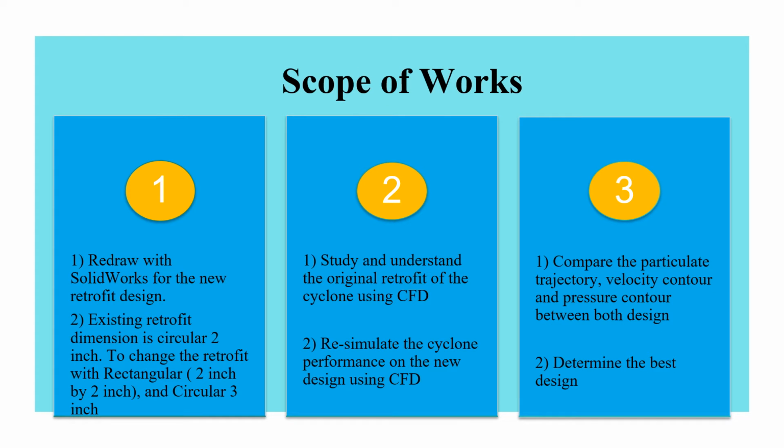The scope of work under Objective 1 is to redraw with SolidWorks the new retrofit designs. The existing retrofit dimension is circular 2 inch. We will change the retrofit to rectangular 2 inch by 2 inch and circular 3 inch. For Objective 2, we have to study and understand the original retrofit of the cyclone using CFD and re-simulate the cyclone performance on the new designs using CFD. For Objective 3, we have to compare the particulate trajectory, velocity contour, and pressure contour between both designs and determine the best design.